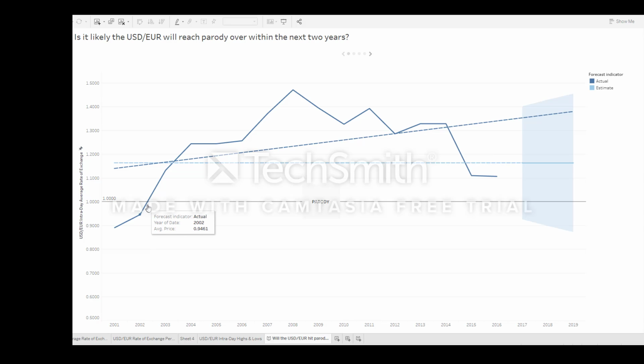If we take a look at the graph, we haven't actually been at or below parity since 2002. So definitely something to consider while looking at this historical graph. According to our trend line, within the next couple of years, we're estimated to still be trading around the 116 range.